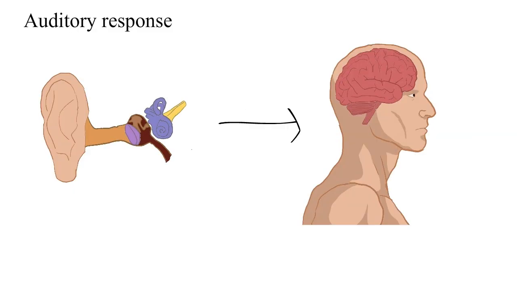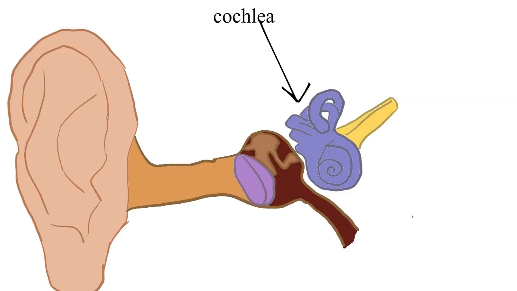In terms of the auditory response to the jump scare, it involves the conversion of sound vibrations into electrical impulses that are transmitted to the brain. The auditory system contains a spiral-shaped structure called the cochlea, which plays a vital role in processing sound.